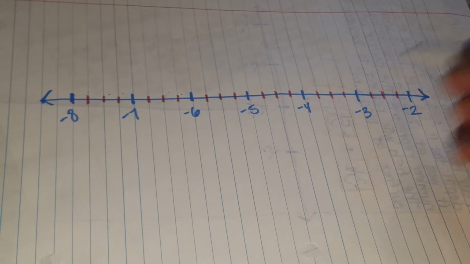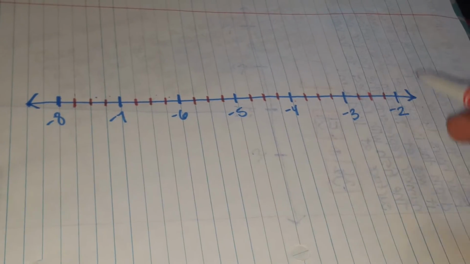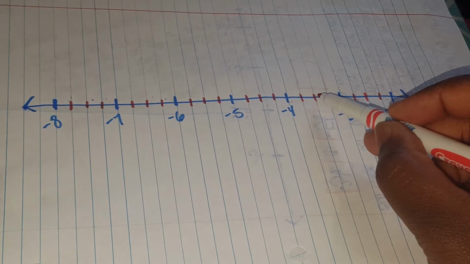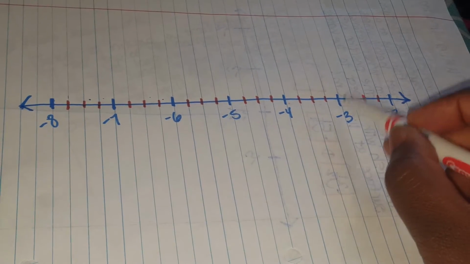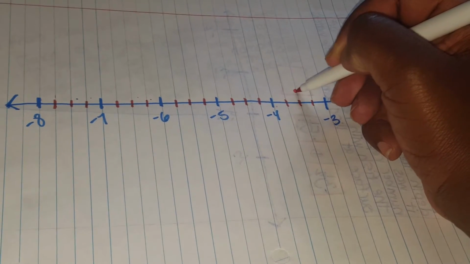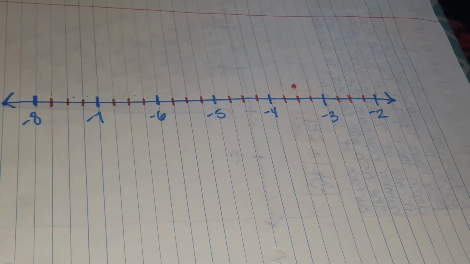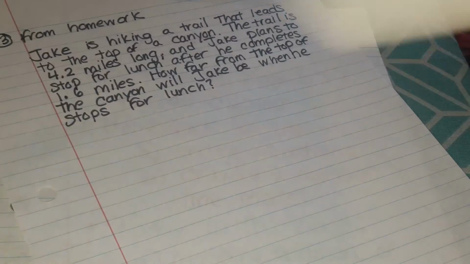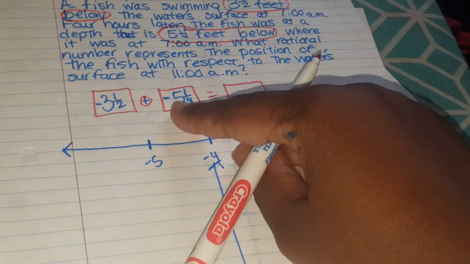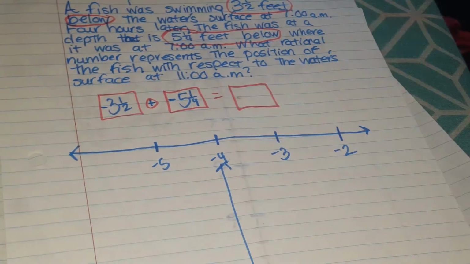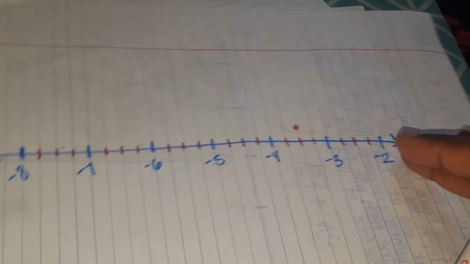Okay, so here we go. I'm at -3.5. So -3.5 is here because I'm counting -2, -3, -3.5. So I'm going to put the beginning of my vector here. And I am going to go back 5 1/4. So this is how I'm going to look at this.